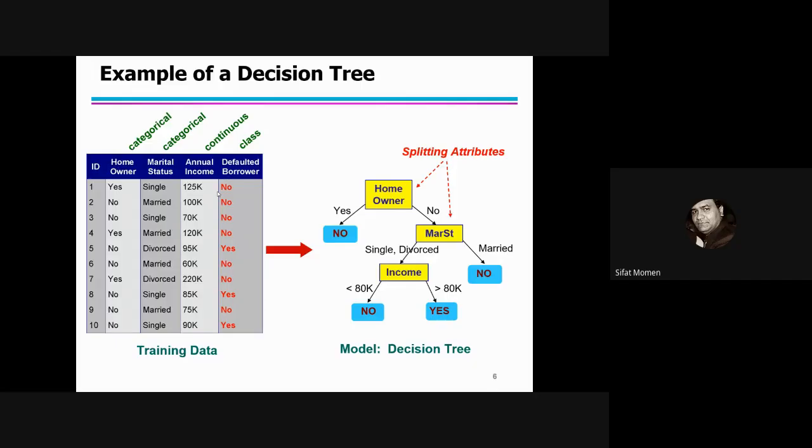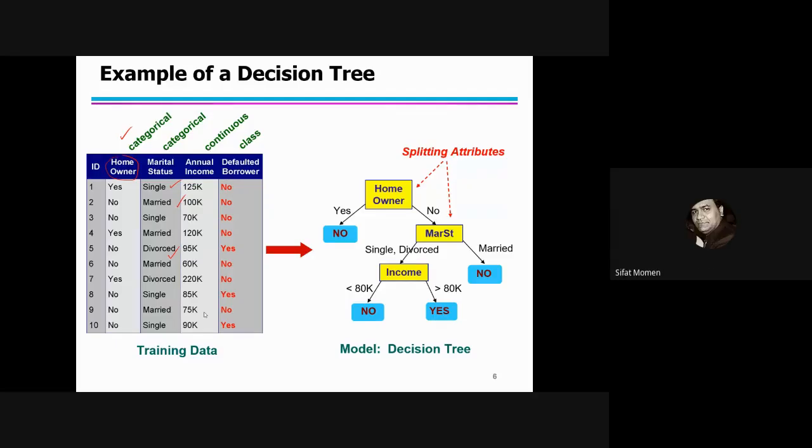Now, you see over here, homeowner. This is a categorical variable, right, Nakina? Because the values are either yes or no, so this is a discrete or categorical variable. Marital status is also a categorical variable because the values are single, married, and divorced, nothing else. But annual income is not a categorical variable. It's a continuous variable because its value can be anything. Clear, Nakina? Yes, sir.